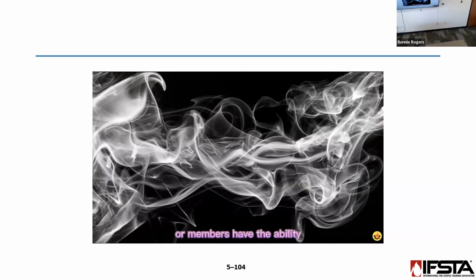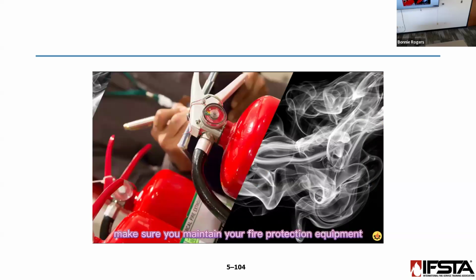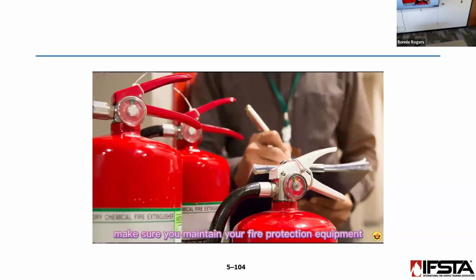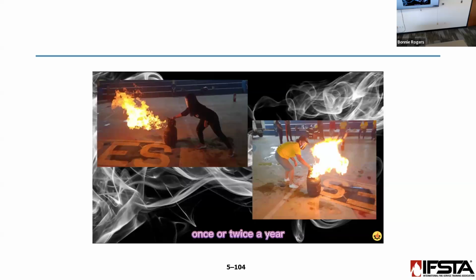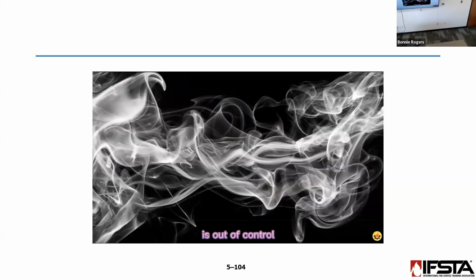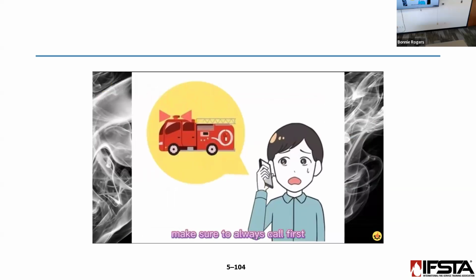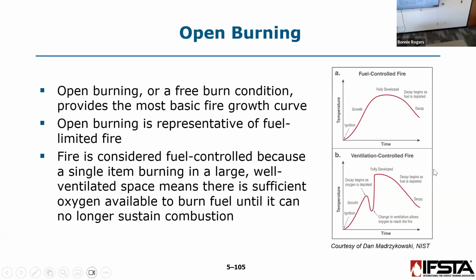To make sure employees or members have the ability to combat the early stages of fire, make sure you maintain your fire protection equipment and have training or drills once or twice a year. And if the fire is out of control, make sure to always call first.